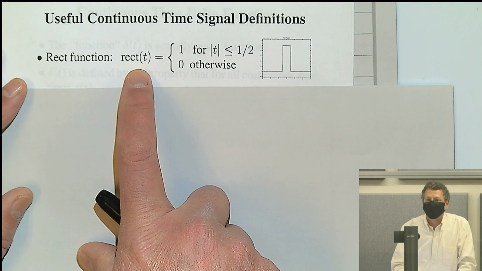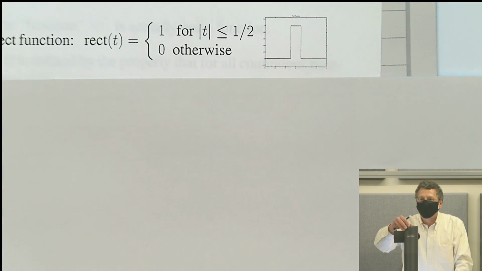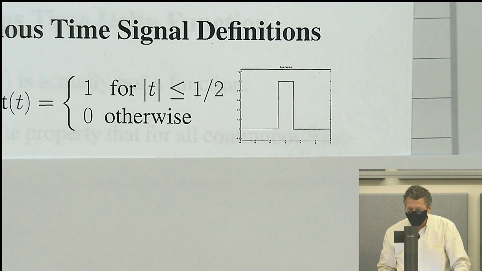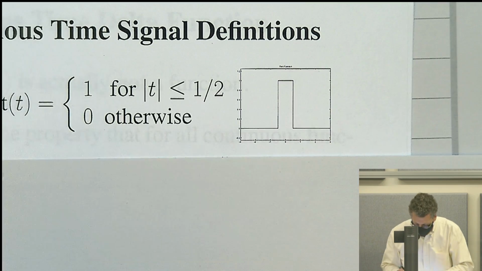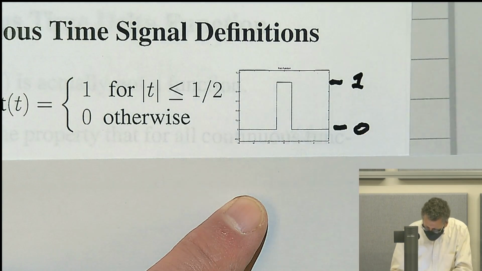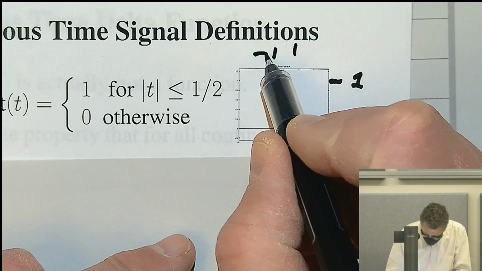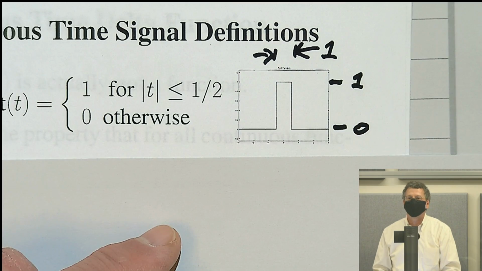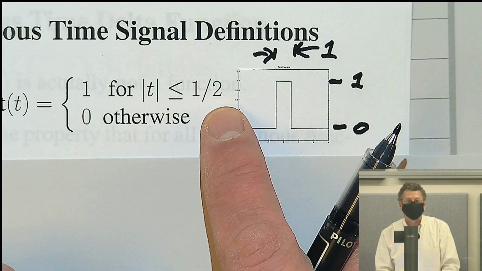Rect, that's a rectangle. I guess I can do zooming here, right? The idea is a rect is equal to 1 here. So this is 0, and that's 1. And the area under here, the width of that little pulse is 1. So the area under the thing is 1 times 1, which is 1. But it extends from minus 1/2 to 1/2.